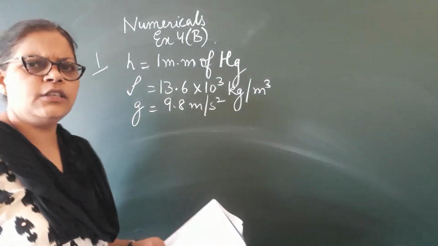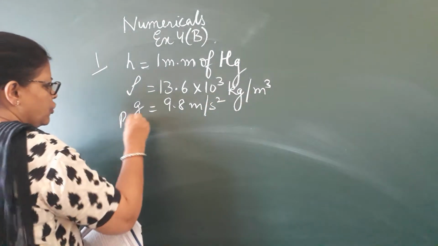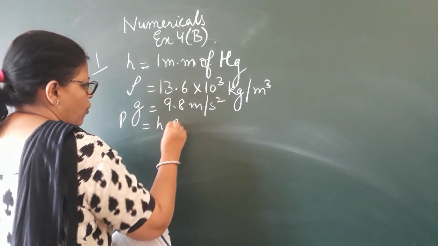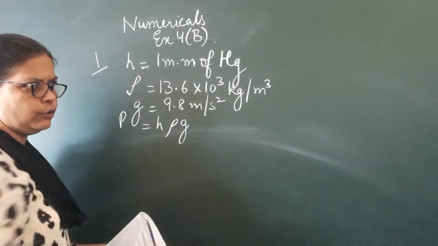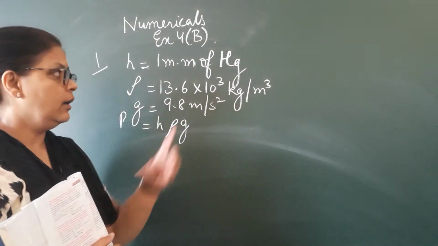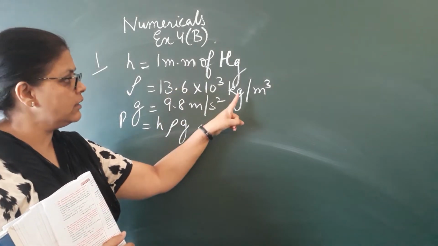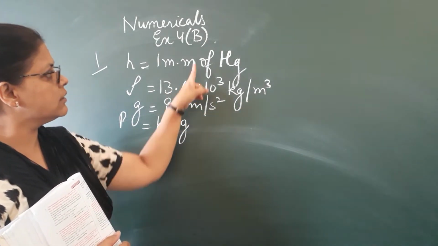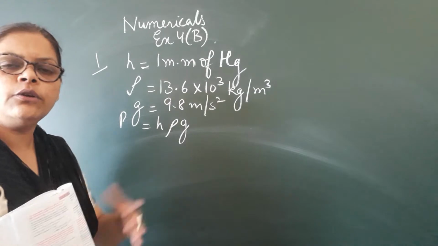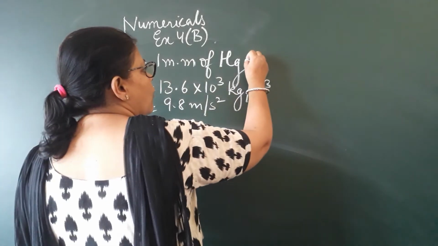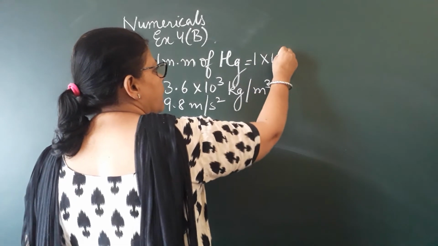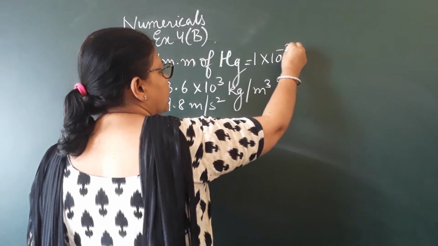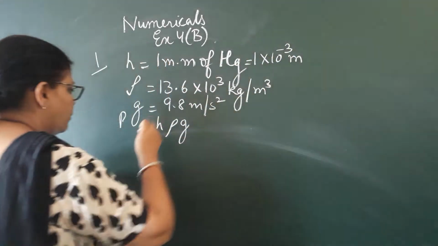Now this is a very easy numerical. We are going to use the formula pressure is h rho g. We have all the three values, but you can see one thing children, it needs a conversion. This is in meters, this is in meters, this is in millimeters. Now in order to convert millimeters to meters, what are we going to do? We multiply by 10 to the power minus 3. Okay. Now we are going to put the values.